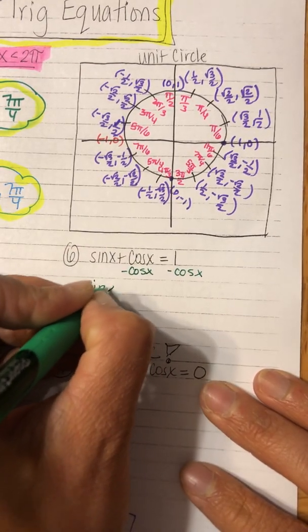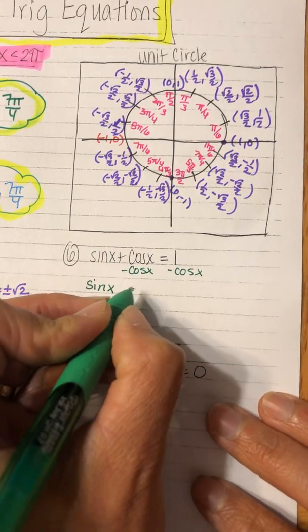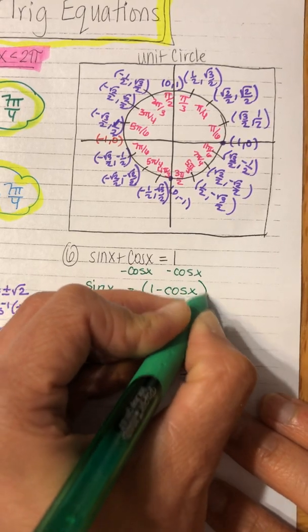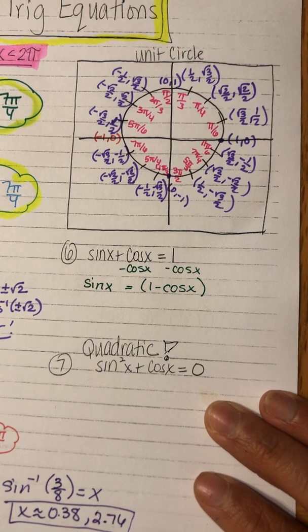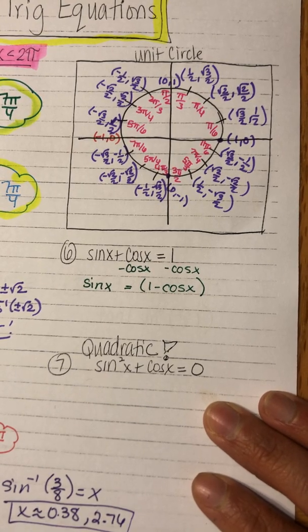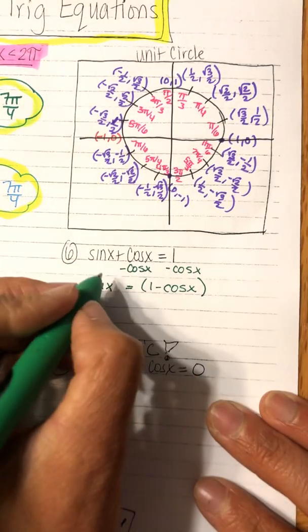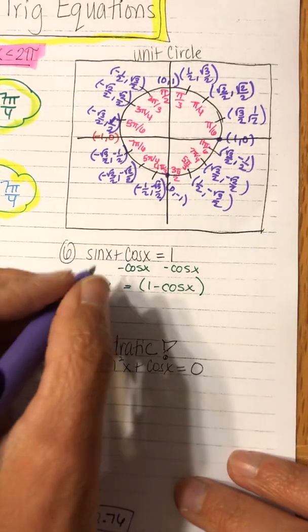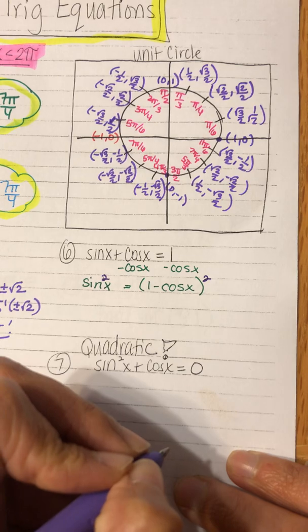I'm being strategic here because I want to separate them so that I can square them if I need to, which I will need to. So I'm going to get 1 minus cosine of x. And I want to square both sides because I know that when I square sine or cosine, I can get an identity out of that somehow. So I'm going to square both sides. I'll use a different color to show that that's a new step. So this is squared and this is squared.